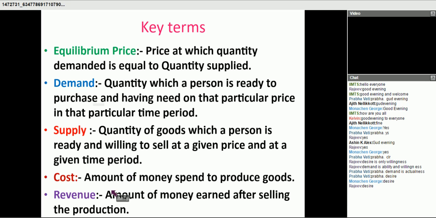Then what is cost? Cost means the amount of money spent to produce the goods. That is simple. Everybody knows that. Then revenue is the amount of money earned after selling the production, the sale proceeds. That is the revenue for any company. So far the things are clear. Can I just go ahead?